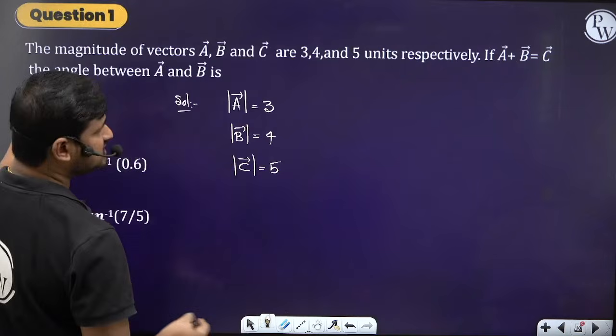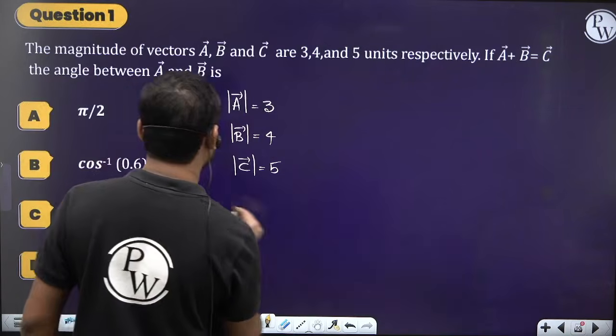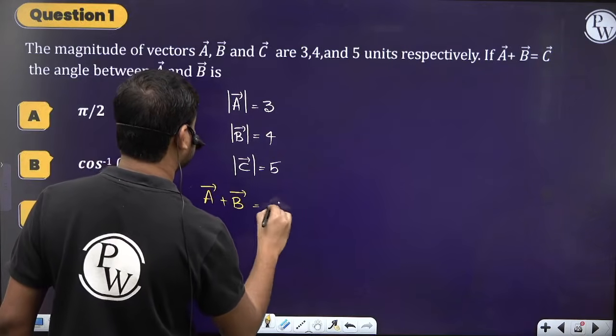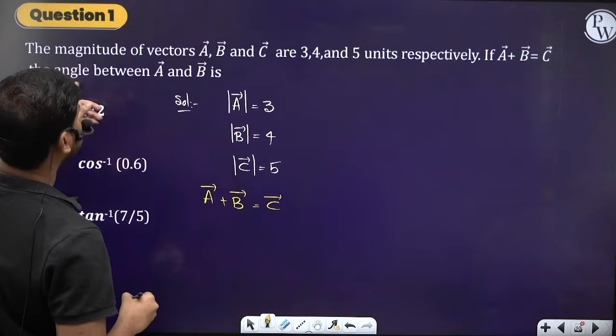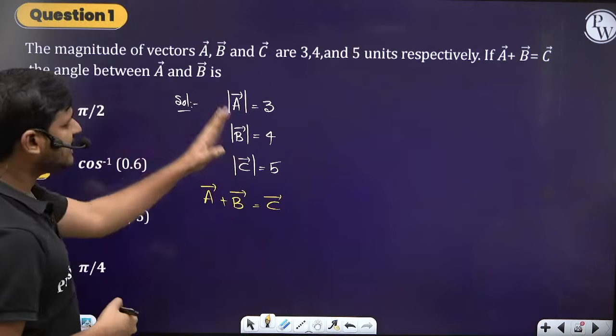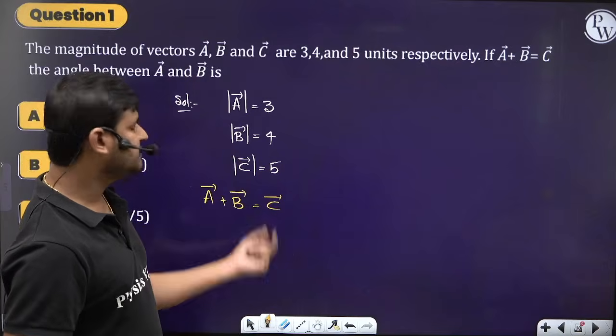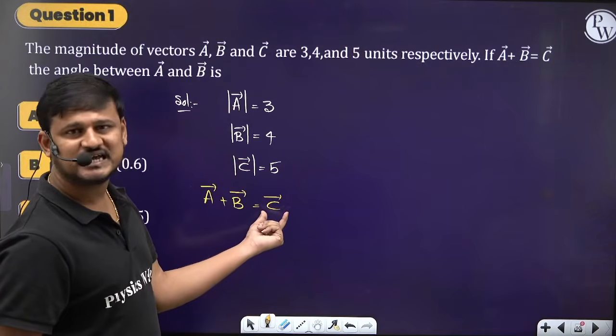If A plus B is equal to C, what are they asking? Find the angle between A and B. So we have to find the angle between A and B. We know the magnitude of C. C is nothing but the resultant, I can say here.